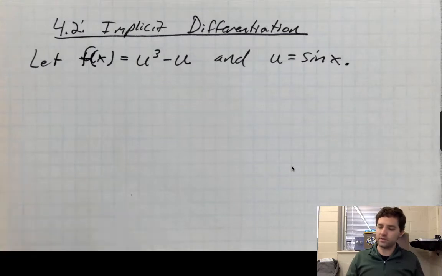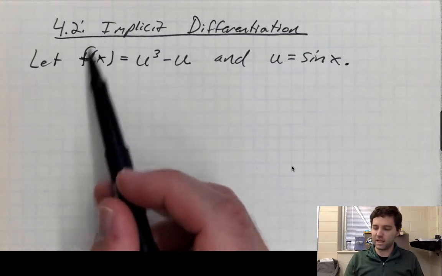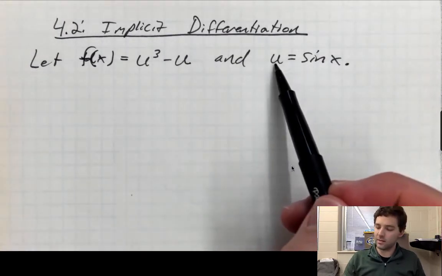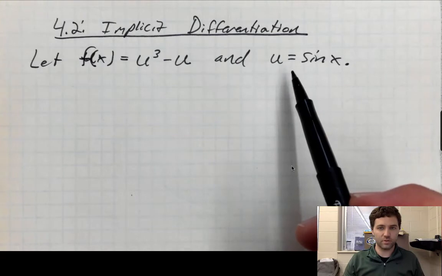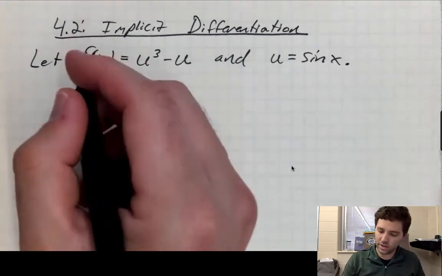So the first one is, let f of x equal u cubed minus u, okay? And I'm going to tell you right now that u is sine of x. So if I gave you this function and said find f prime of x, this is what you would do.